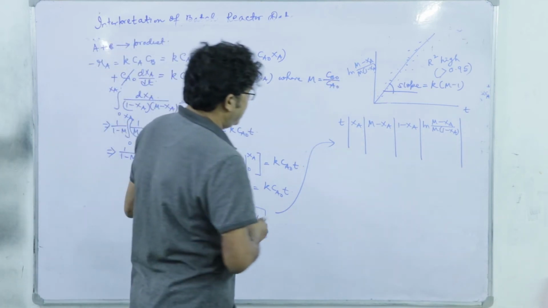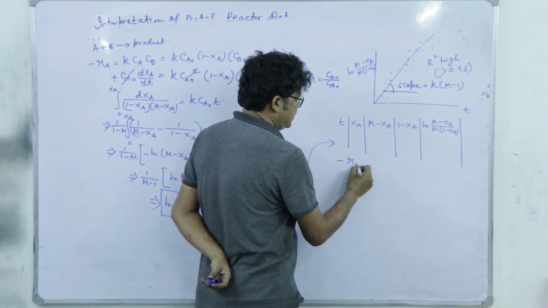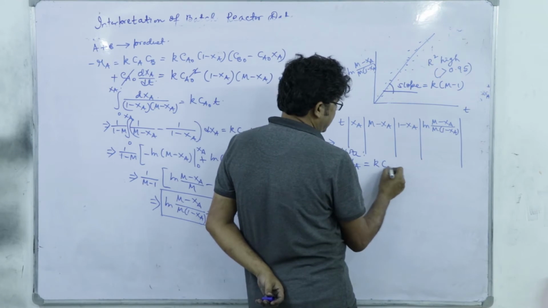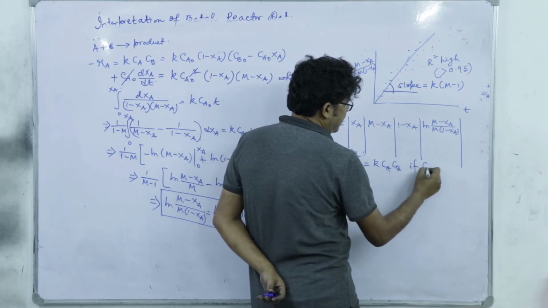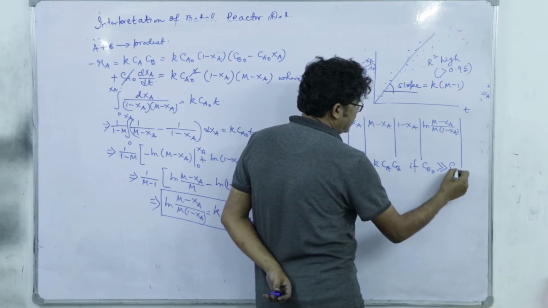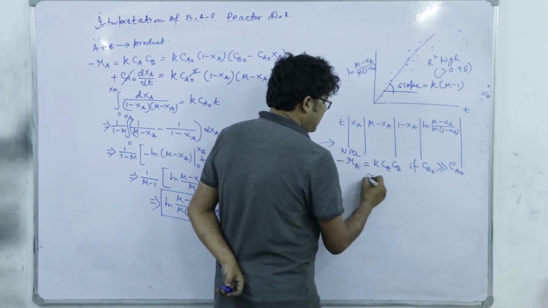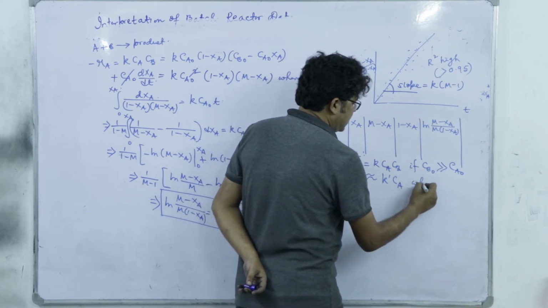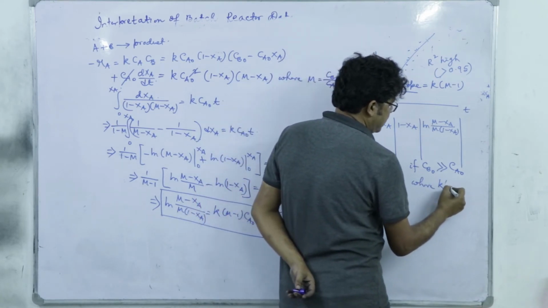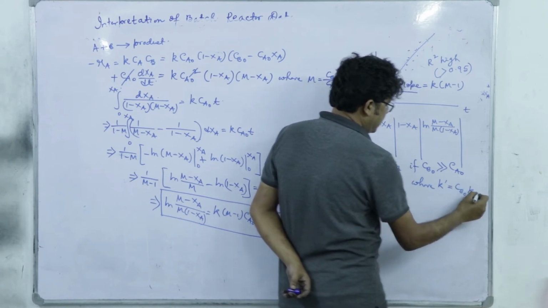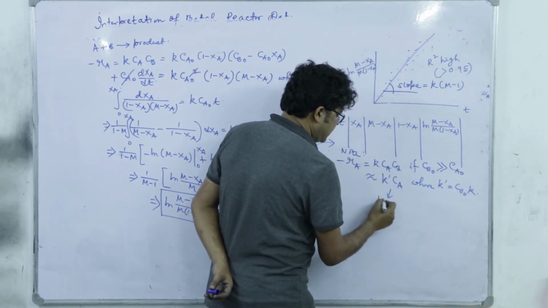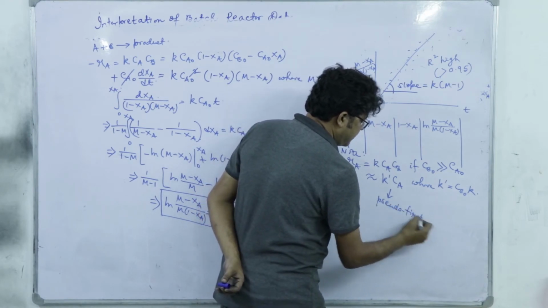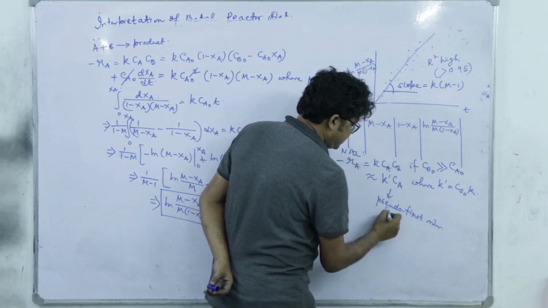Now, you see that minus of Ra, there is a note we have to understand, minus of Ra equal to k Ca Cb. If Cb naught is much higher than Ca naught, then what will happen? We can approximate it as k prime into Ca, where k prime is equal to Cb naught into k. So, this sort of reaction is called pseudo first order kinetics.